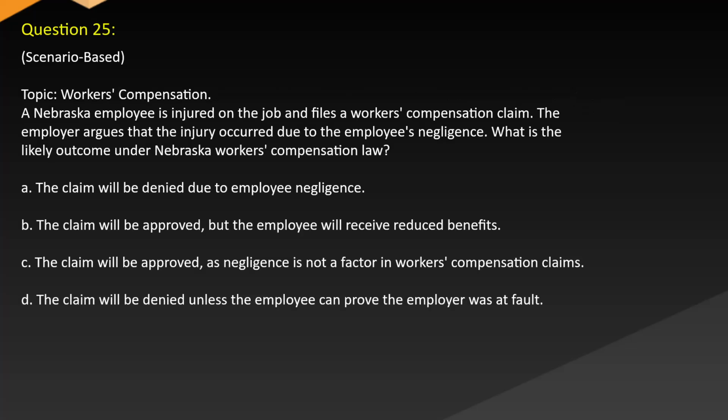Question 25. Scenario-based. Topic: Workers' compensation. A Nebraska employee is injured on the job and files a workers' compensation claim. The employer argues that the injury occurred due to the employee's negligence. What is the likely outcome under Nebraska workers' compensation law? A. The claim will be denied due to employee negligence. B. The claim will be approved, but the employee will receive reduced benefits. C. The claim will be approved as negligence is not a factor in workers' compensation claims. D. The claim will be denied unless the employee can prove the employer was at fault.